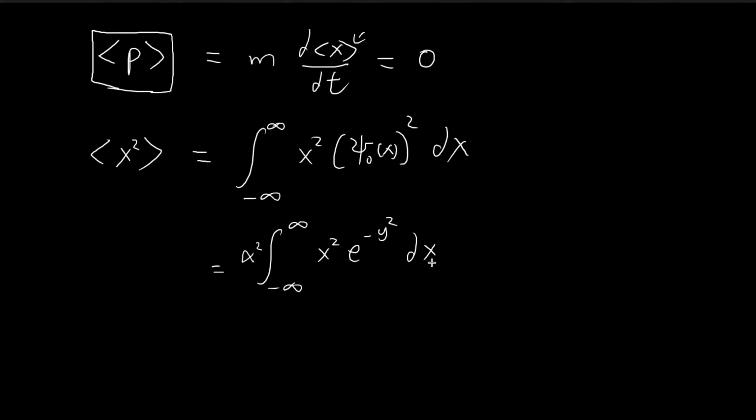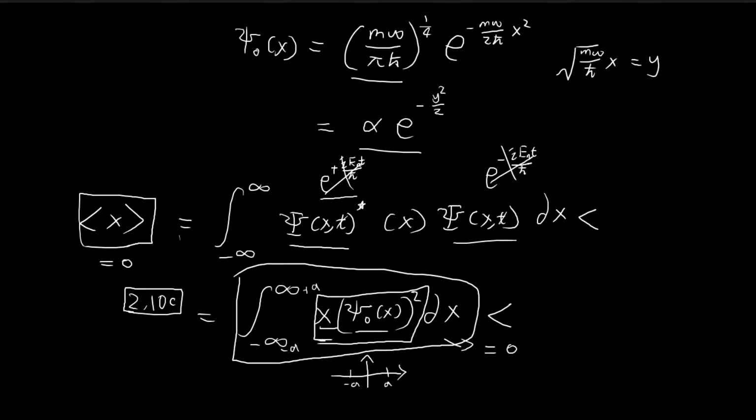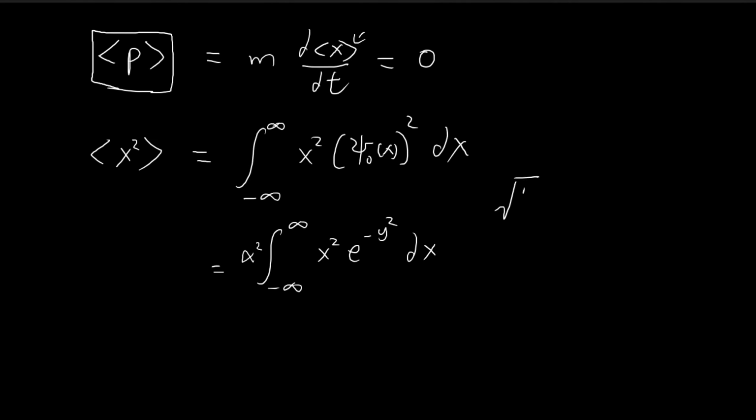Now this is in terms of y, this is in terms of x, so I'm going to change everything to become in terms of y. So recall the earlier substitution that we did. So we're going to do the substitution for this integral as well. So you see that the square root of m omega divided by h bar dx is equal to dy. So that means dx is equal to all these constants over here times dy.